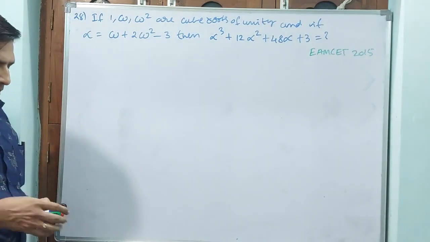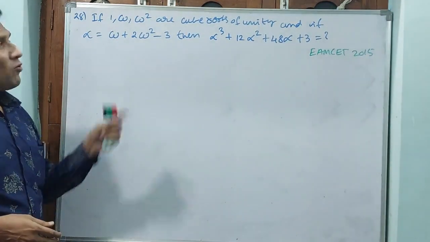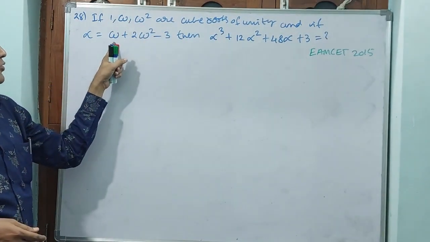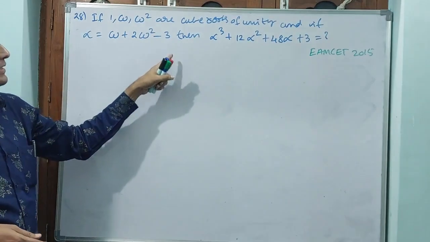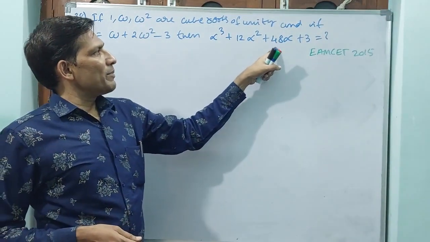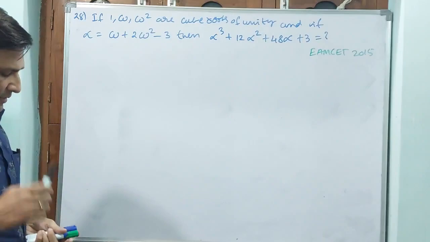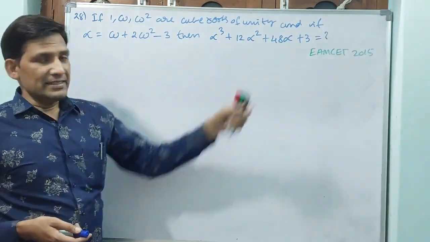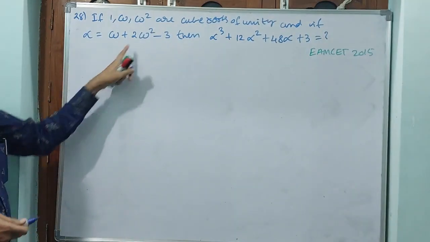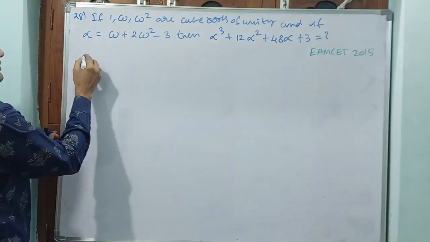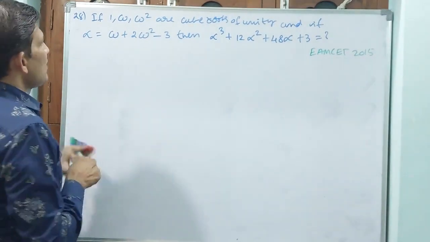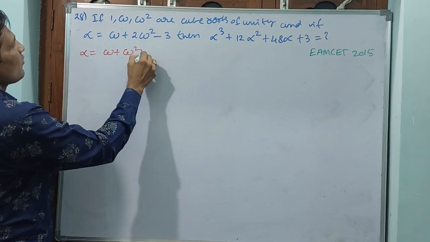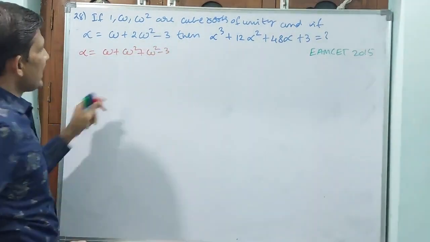See what they have given: if 1, omega, omega square are the cube roots of unity and alpha is equal to omega plus 2 omega square minus 3, then alpha cube plus 12 alpha square plus 48 alpha plus 3 is equal to how much, they are asking. If you see here, there is the formula of alpha plus something whole cube. Nearest, what I want to do here: 2 omega square is there, so you split this. I am splitting this: alpha is equal to omega plus omega square plus omega square minus 3. Shall I write like this?